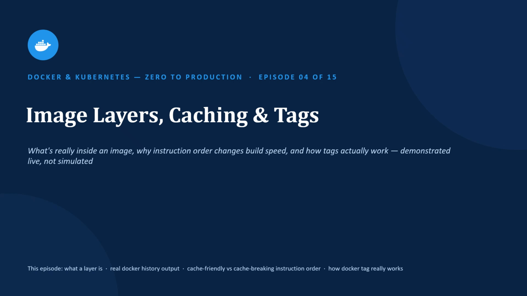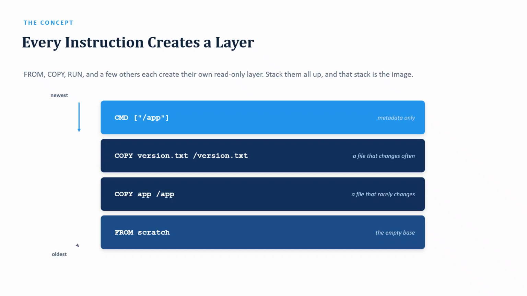In episode 3, you wrote a Dockerfile and built your first image from scratch. This episode is about what's actually inside that image: layers, why their order matters, and how tags really work. Every instruction in a Dockerfile that touches the file system, FROM, COPY, RUN, and a few others, creates its own read-only layer, and the stack of all of them together is the image.